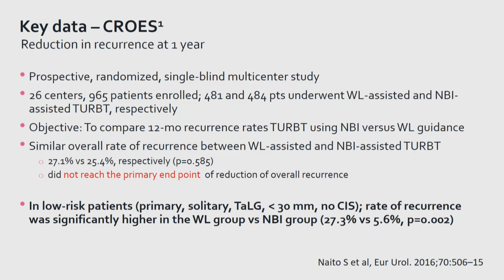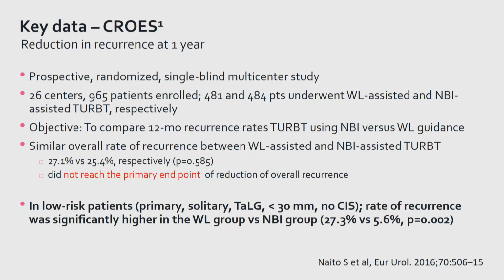Two studies that I want to highlight. One is the CROST study that was published in 2016, where they tried to see whether narrowband imaging would decrease recurrence rates. The bottom line is it didn't reach its primary endpoint, and that's why many people don't talk about this study. But it's important to recognize that it did reduce recurrence rates in a subgroup of patients. Those are the solitary Ta small low-grade patients. And those are the patients that we actually don't do anything else to. So we don't treat them with chemo, we don't treat them with BCG. So it does have an effect on that group of patients.